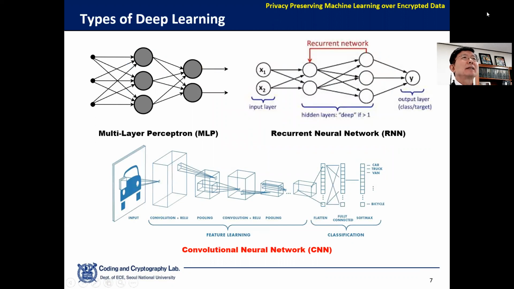There are several types of deep learning. The first one is multi-layer perceptron, and then the recurrent neural network called RNN. And the third one is the convolutional neural network called CNN. In this talk, we are focusing on this CNN.